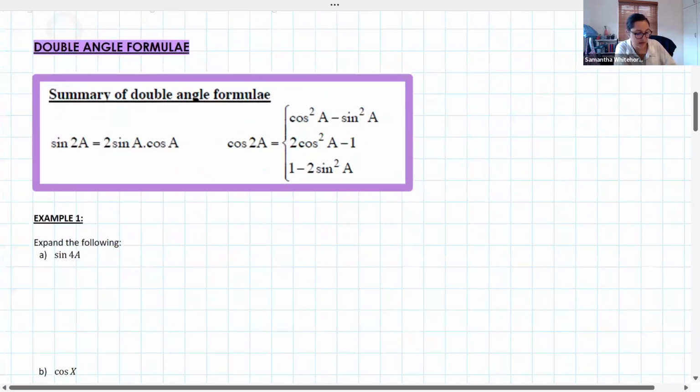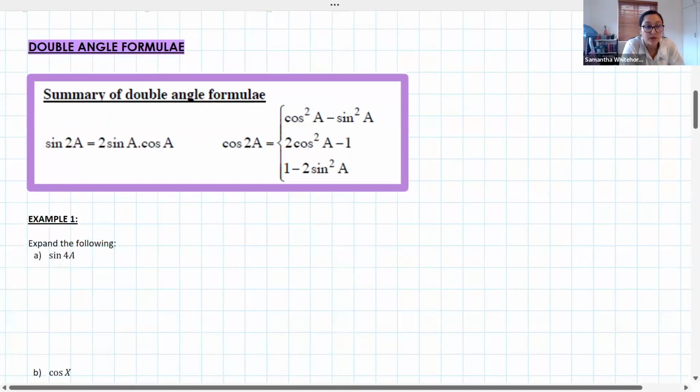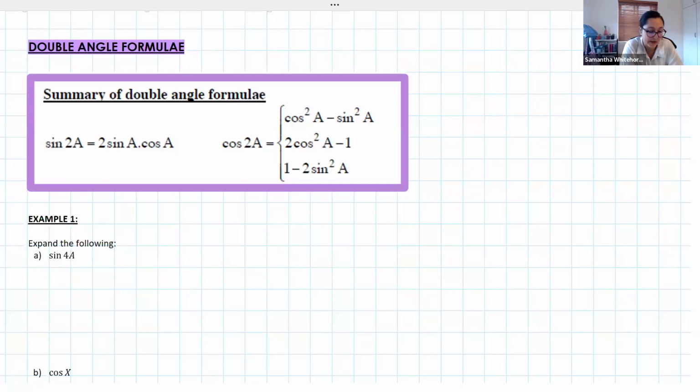Before we get into it, these are your double angle formulae that you need to know. Again, they're on the formula sheet. You don't need to learn them off by heart. They're there for you.